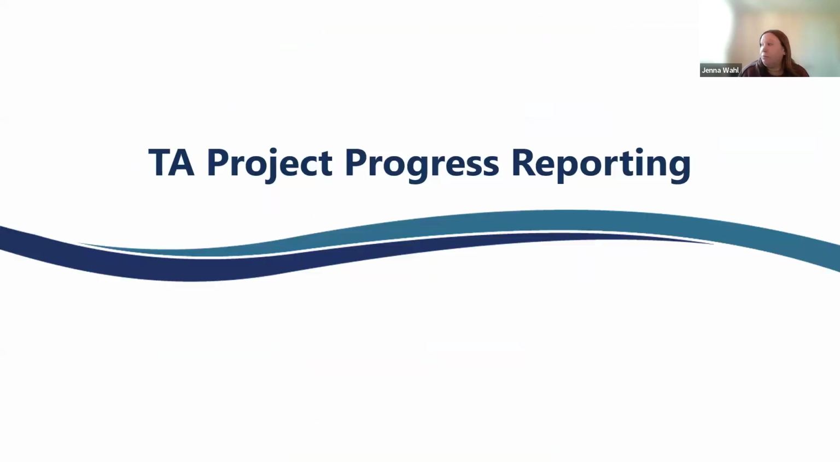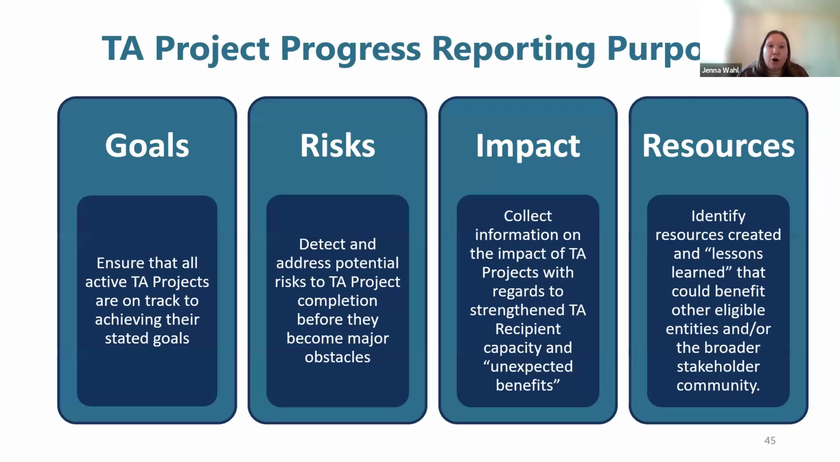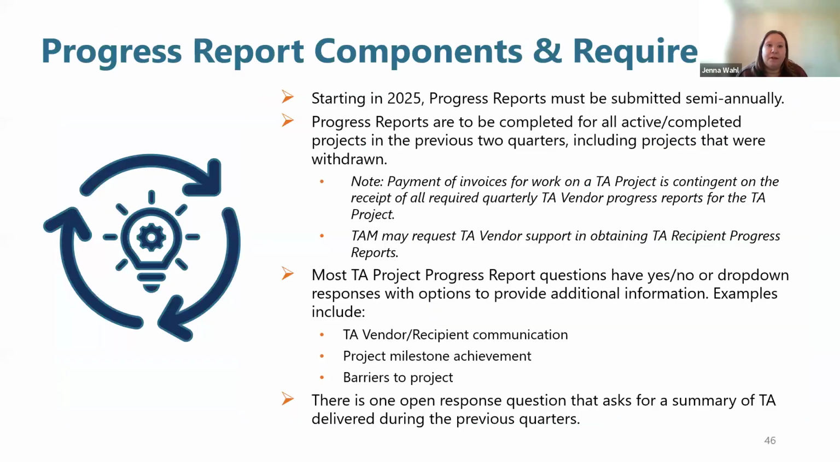And lastly, we have the TA progress reporting update, which I hope is some good news to our TA vendors and recipients. Next slide. So just a recap of what the TA progress report's purpose is: really to ensure that all projects are on track and achieving the stated goals, identify risks, and identify impact of the projects that can inform ways to improve the TA marketplace. Next slide, please.